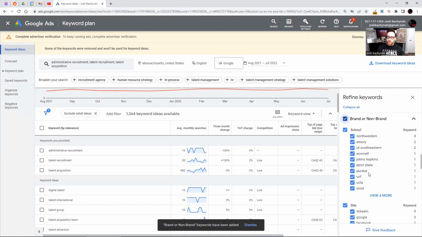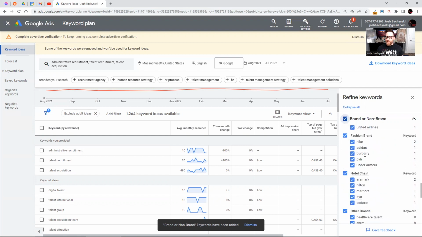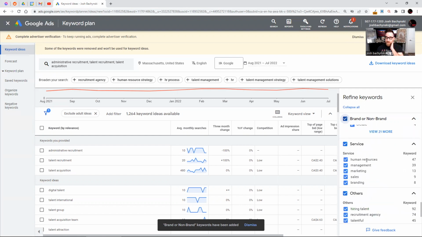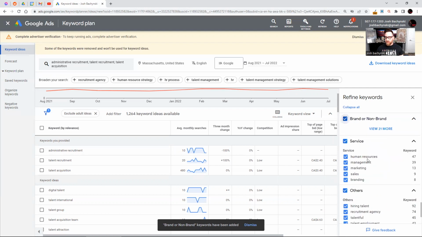Retailers involved, schools that are involved, sites that are involved, which is a different brand entity than everything else you saw above there. So don't confuse them. Brand entity is not just a site. A brand entity could be all those things that we'll be talking about here. Car makes, airlines, fashion brands, hotel chains, other brands, services. So services are going to be important here. Human resources management, marketing, sales, branding, and others. Hiring talent, recruitment agency. These are other things that apparently are not considered to be services.